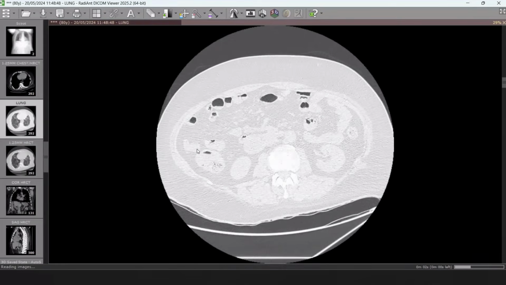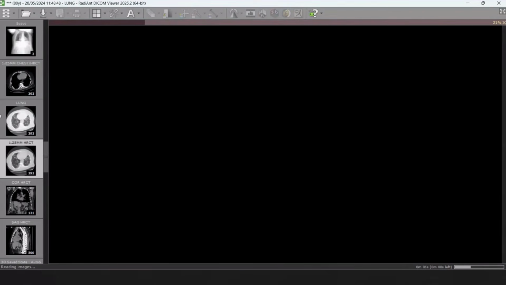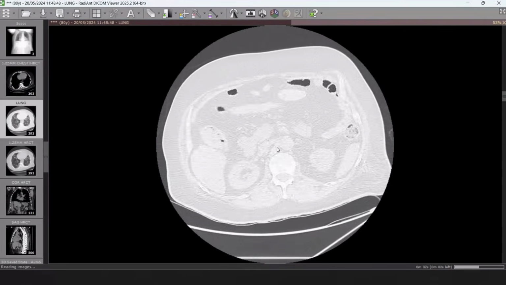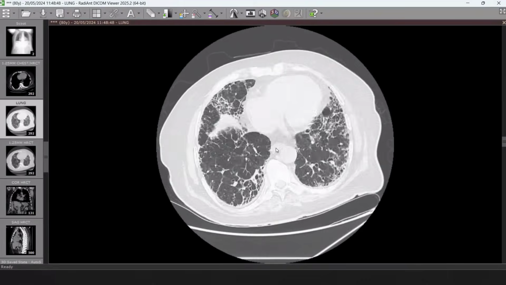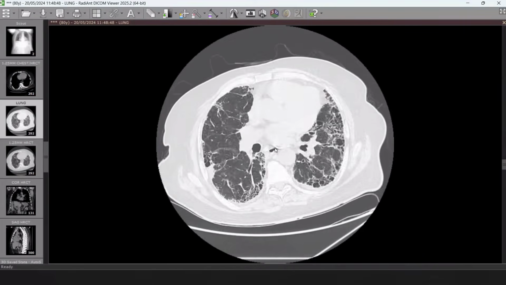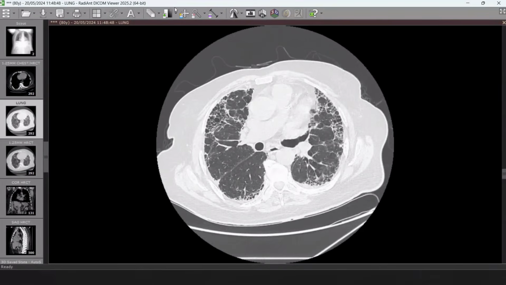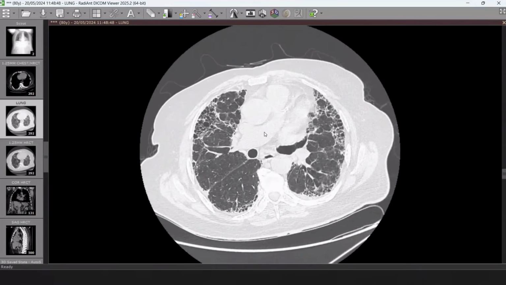Also, we don't have any mastectomy clips or something like this that can raise the possibility of mastectomy and chemotherapy effect. So in conclusion, we have a UIP pattern. But if I wanted to add something in this case, look at this slice particularly.